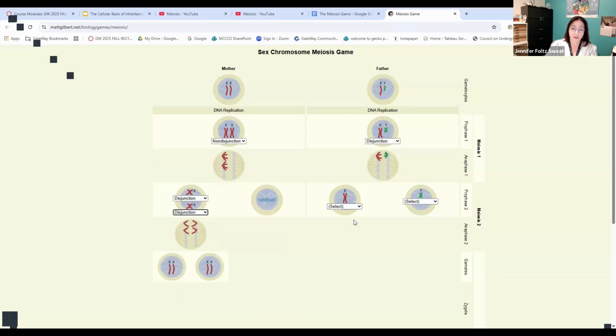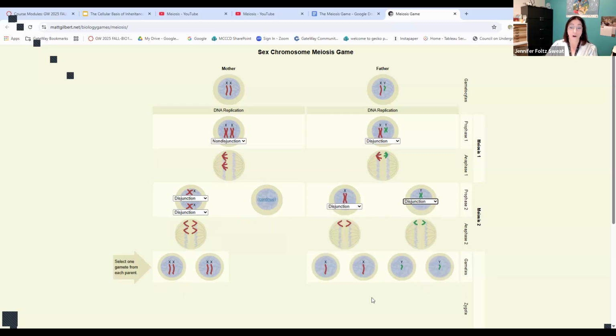So let's say dad undergoes disjunction and disjunction. So his sperm are all haploid. So now select one gamete from each parent. So here's mom's egg. And let's say dad's sperm, we'll use the X.